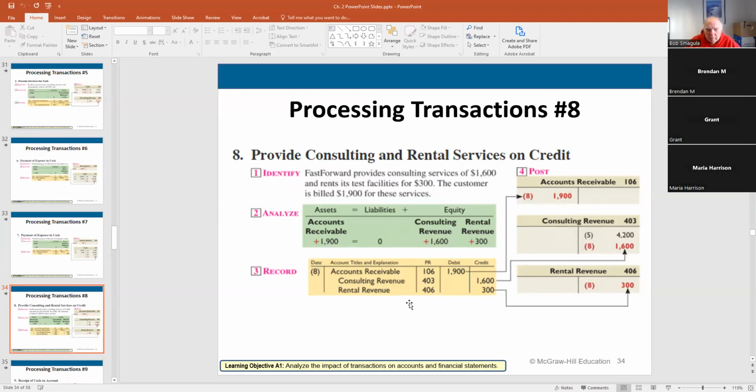Processing number 8. We provided two kinds of services, didn't we? We had some consulting work we did, and we rented out some facilities for $300. So let's see here. We did it on credit. You see the word credit, it means no cash. So we're going to increase not cash, but accounts receivable, which represents the amount of money this customer now owes us. So we're going to debit accounts receivable and credit the two revenue accounts to increase the revenue.